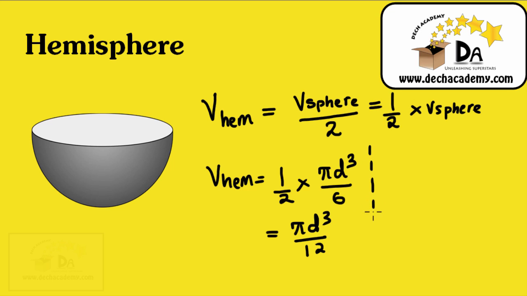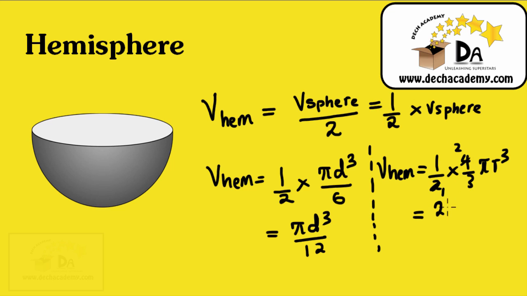Alternatively, the volume of a hemisphere is equal to half times 4/3 pi r cubed, which is equal to, well, 2 here 1, 2 here 2, so that's 2 pi r cubed divided by 3.